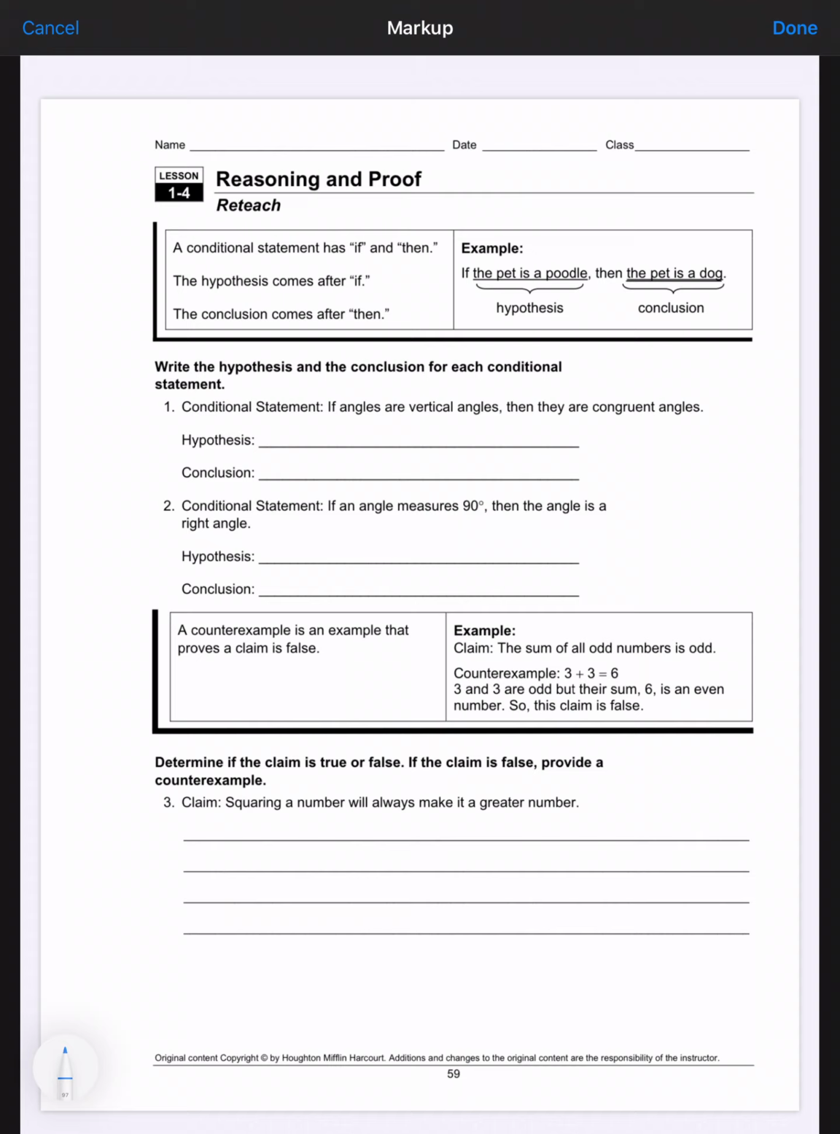A conditional statement has if and then. The hypothesis always comes after if, and the conclusion comes after then. So let's start. This conditional statement: If angles are vertical angles, then they are congruent angles. They are equal angles. So this after if, this is what we call the hypothesis. We write it here, and the then clause is the conclusion. This is the conclusion. We write it here.